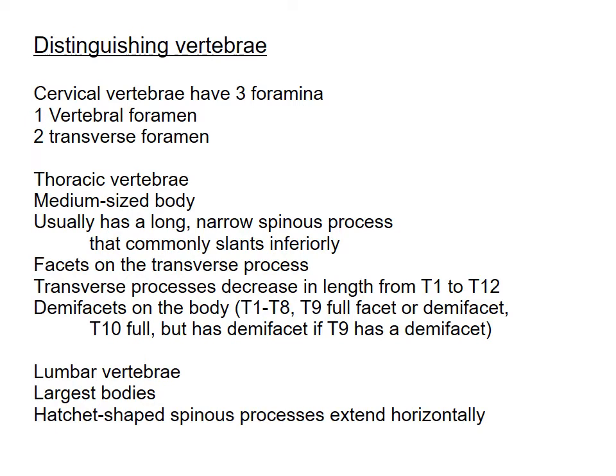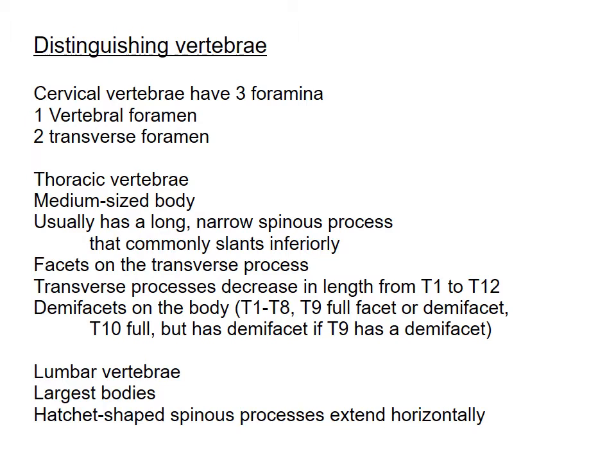To distinguish vertebrae, cervical vertebrae have 3 foramen. There's the vertebral foramen, which has the spinal cord going through it, and then there's 2 foramen on the transverse processes. They're called the transverse foramen, and there's a vertebral artery that goes through those.